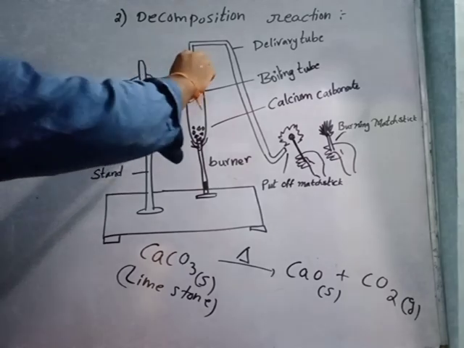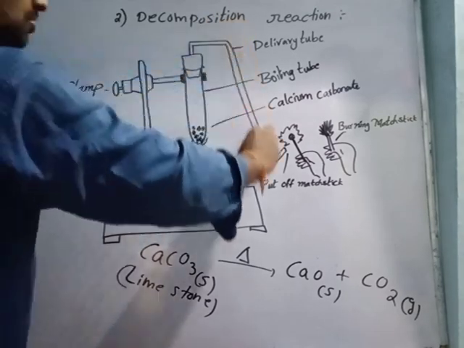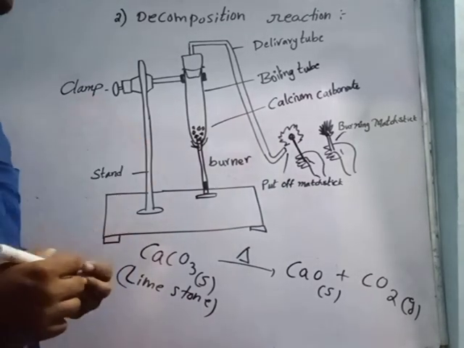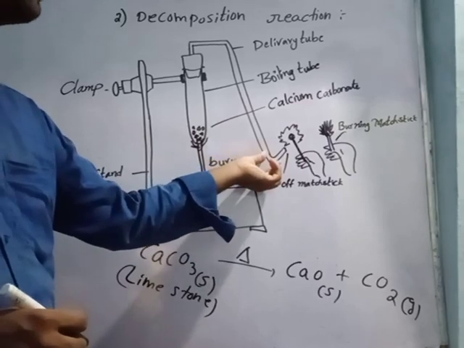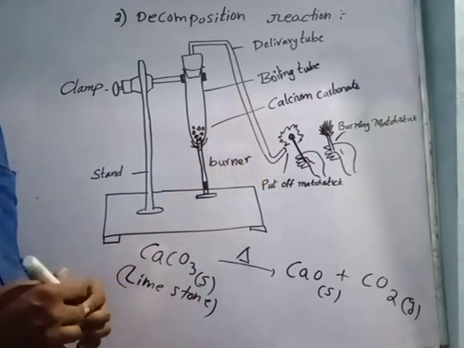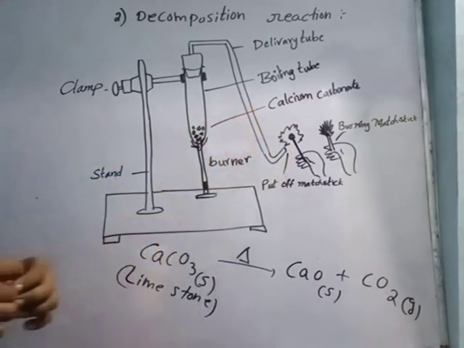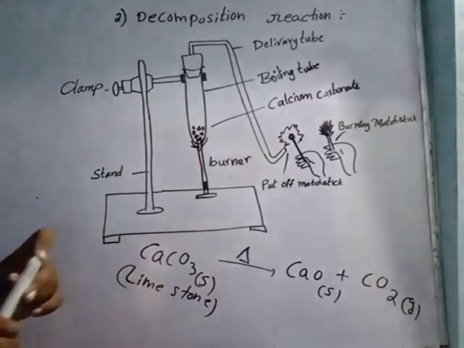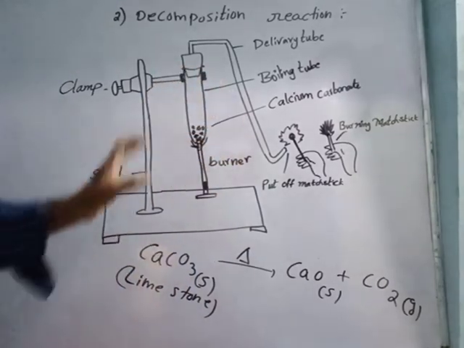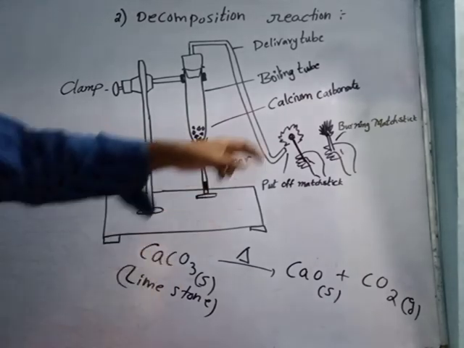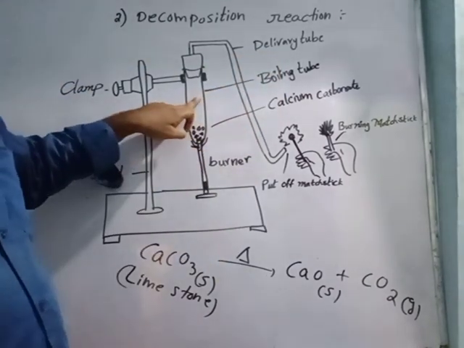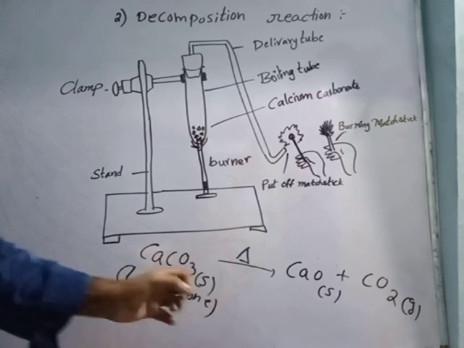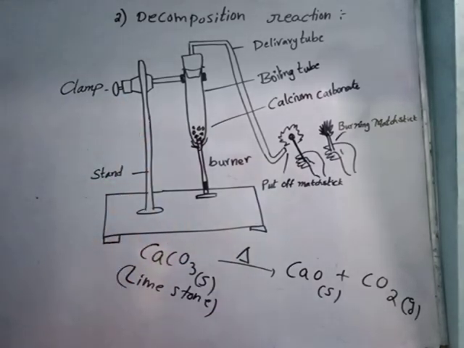Clear? Now this gas is sent out by using the delivery tube. Now take a burning matchstick. It is kept near the mouth of the delivery tube. Then the burning matchstick is put off. That indicates that one gas is formed, that is carbon dioxide gas. So clear all of you? Very simple activity. Here the materials are delivery tube, boiling tube or test tube, calcium carbonate, burning matchstick and one stand. Clear all of you?